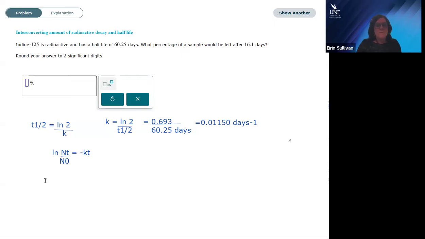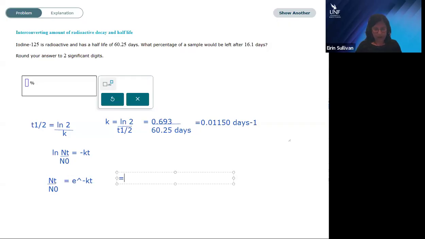So to make it a bit easier, I'm going to do e to the power of both sides to get rid of that natural log. So I end up with the ratio Nt to N0, which is just going to give me my percent, right? And then on the right-hand side, it's going to be e to the power of minus kt, and we've just worked out k. So we have everything we need now to calculate that.